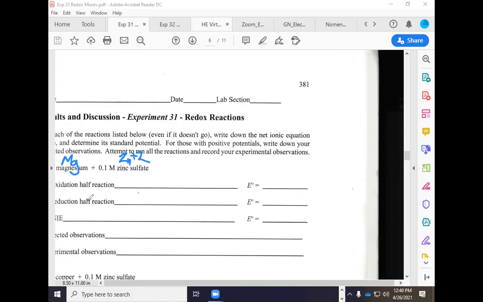And then just like we did in the pre-lab, you would put the net ionic, and the expected results, expected observations. If it's spontaneous, you would expect something to happen. So let's look at how we could do our expected observations for the pre-lab.